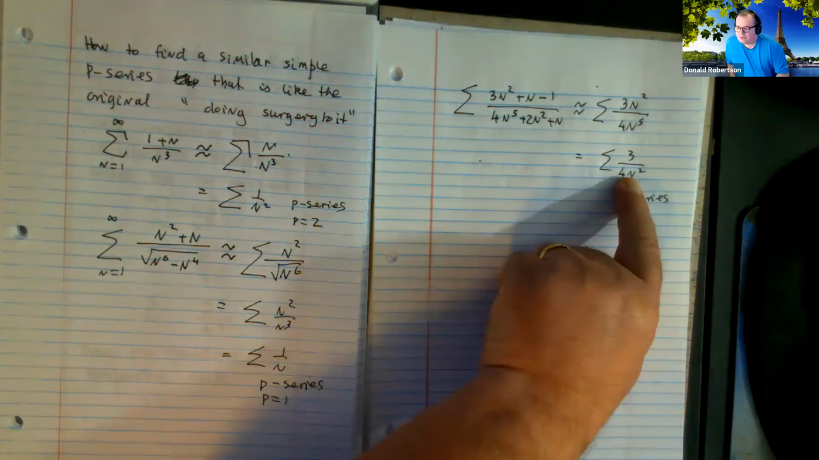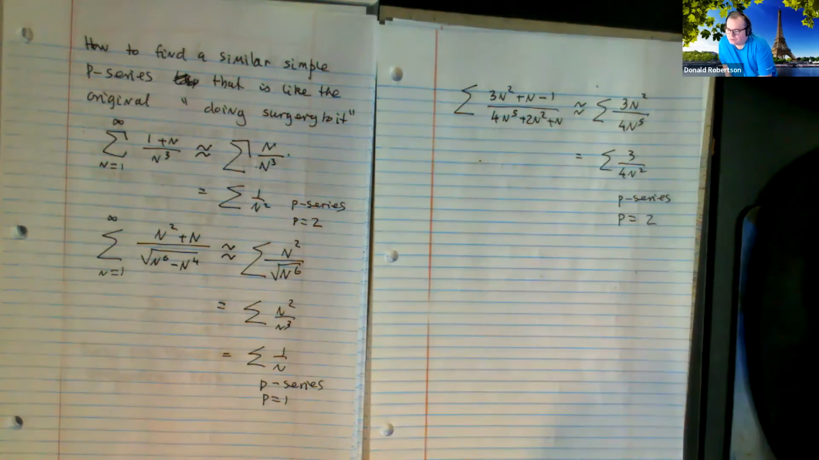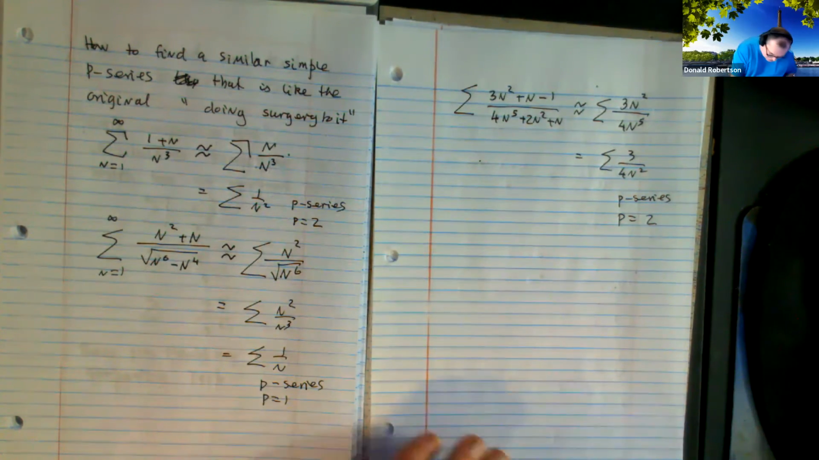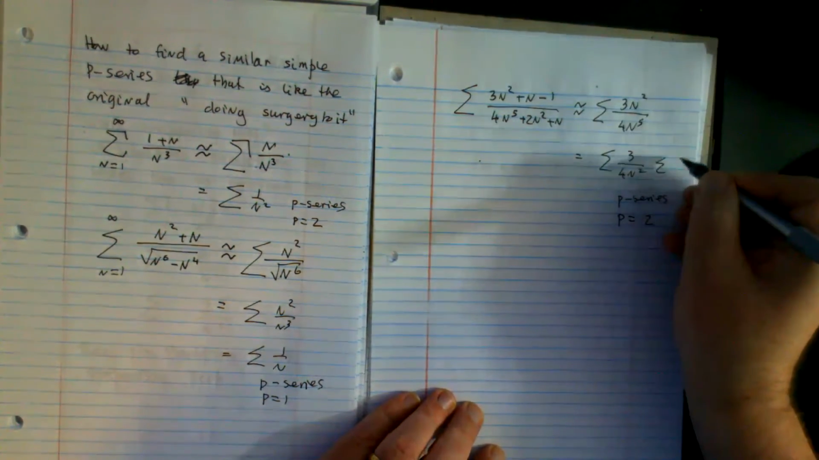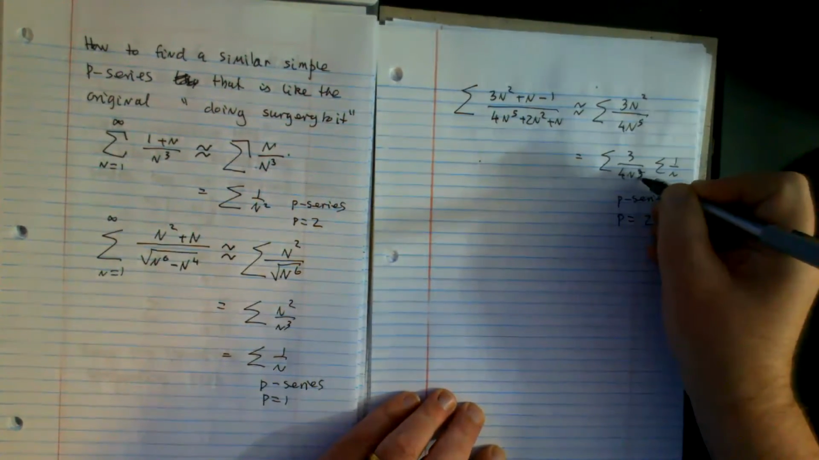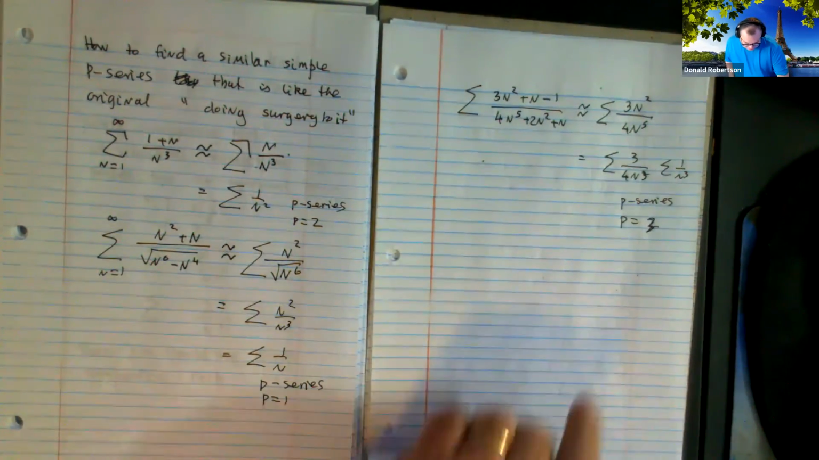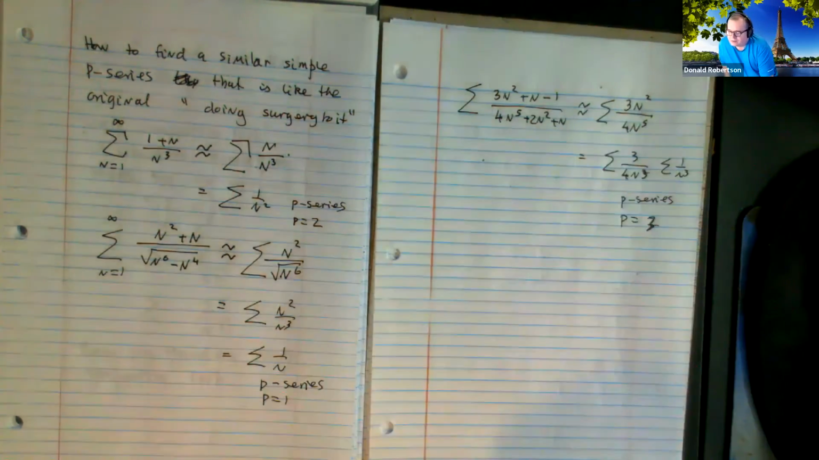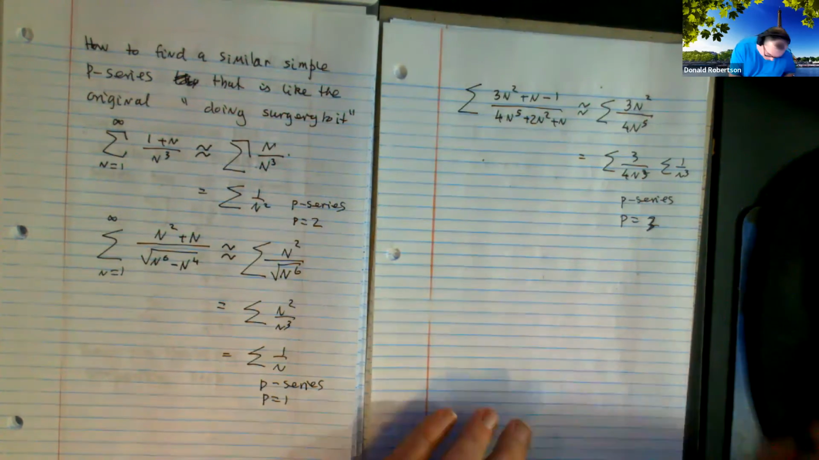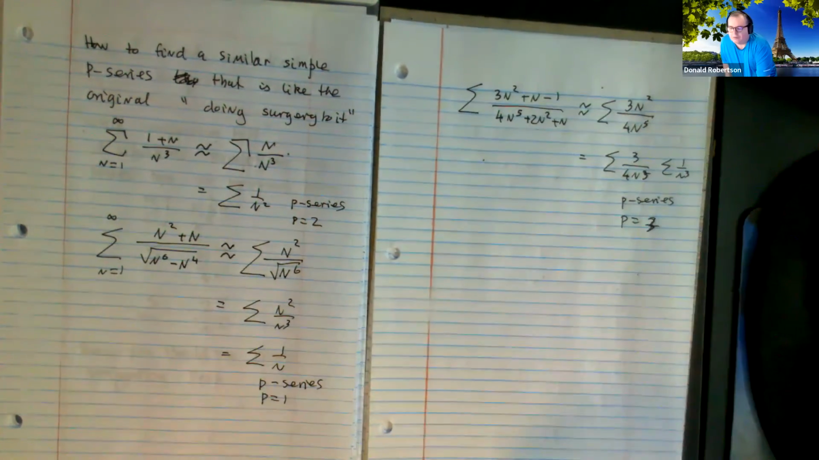Isn't it n squared in the bottom? N squared means p is 2. Wouldn't that be n cubed? Because it was n squared over n to the 5th. Well caught. I didn't do that right. It's cubed. 2 and 5, it's cubed. You're right. So this guy is a p series as well.